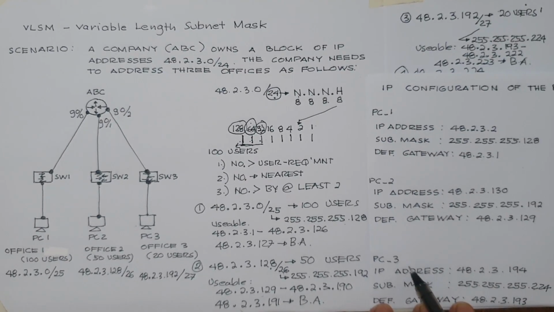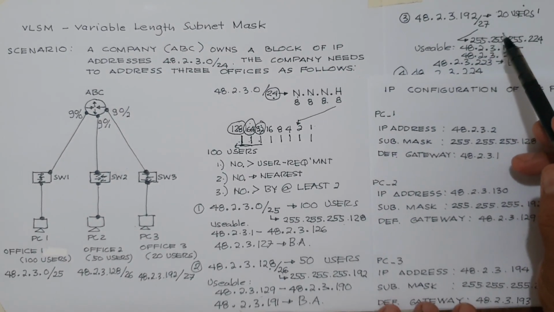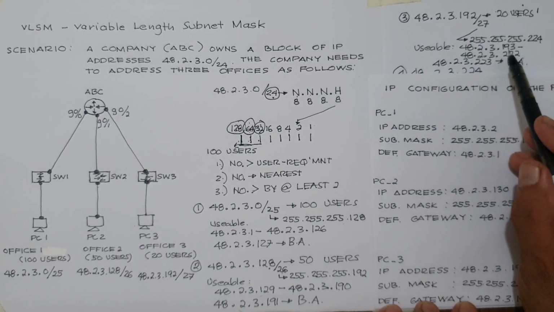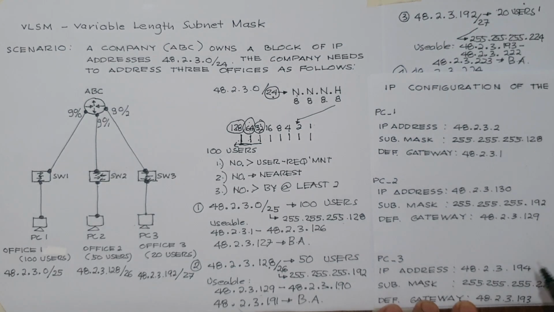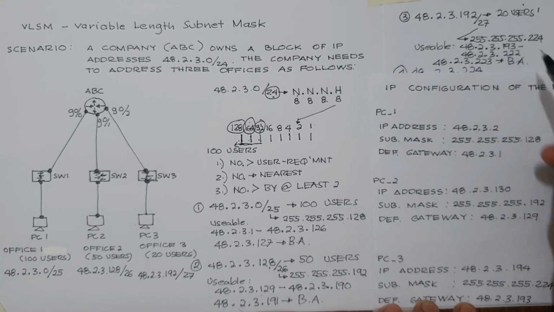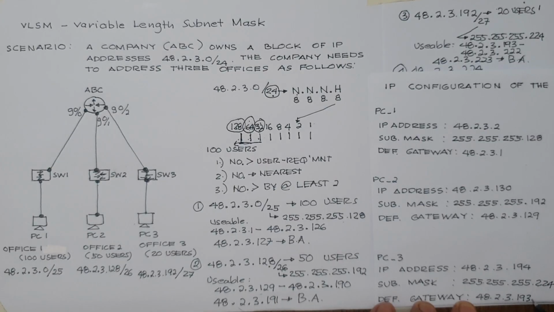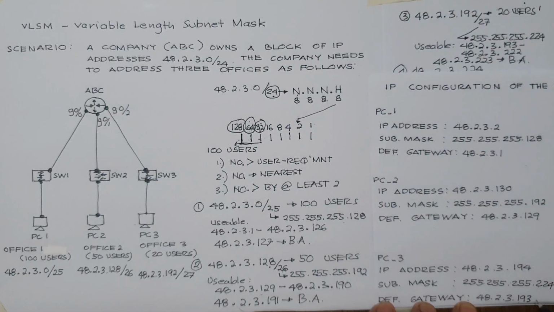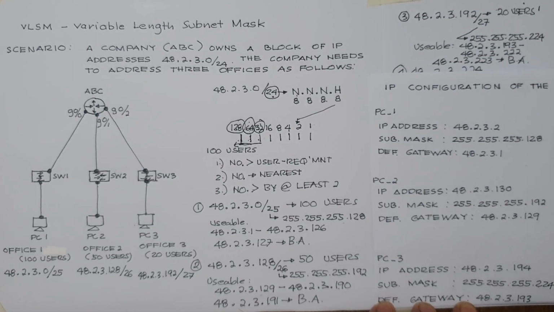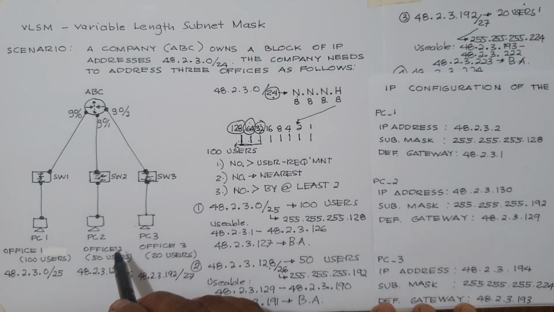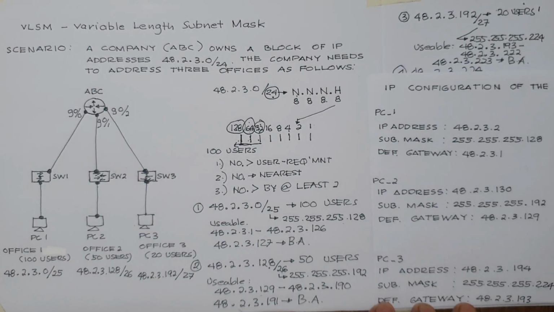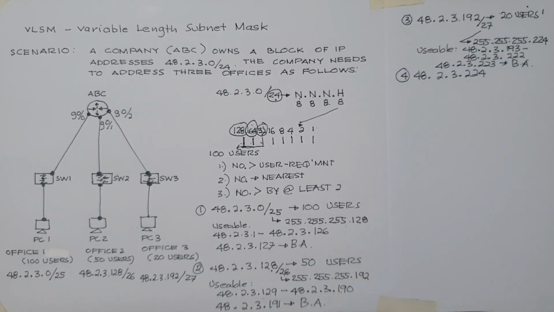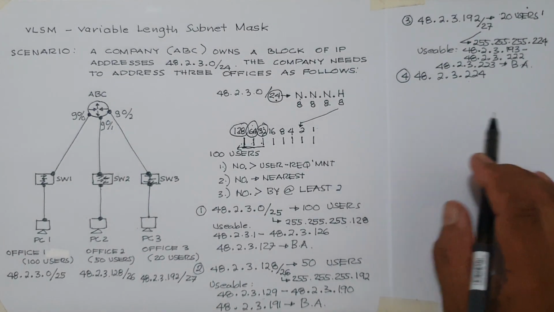And for the third PC, the address must come from this usable range. So we use the second usable after 193, that will be 194. And 193, which is the first usable, is also the default gateway. And the subnet mask will be the subnet mask for /27. Okay, so after configuring the PCs, we are now ready to configure the router. Again, using the simulator Packet Tracer.